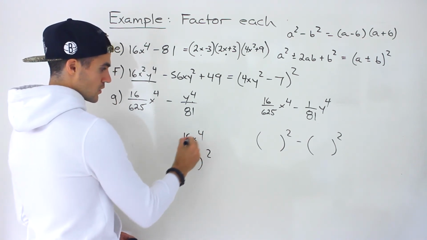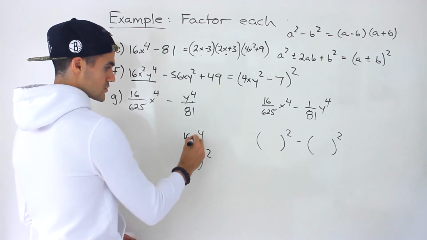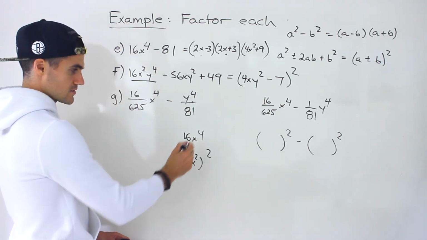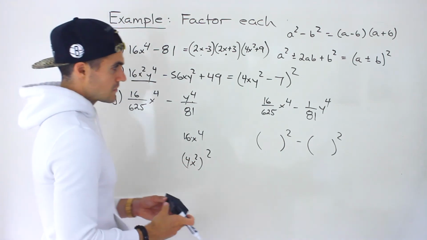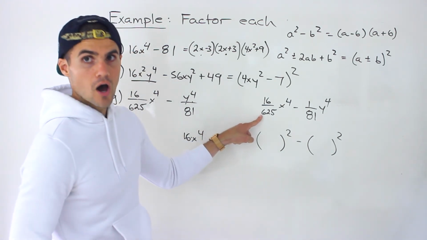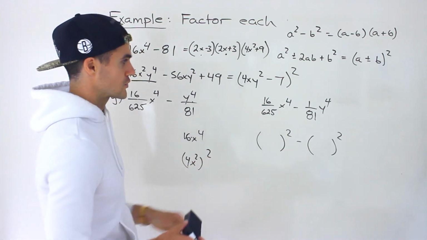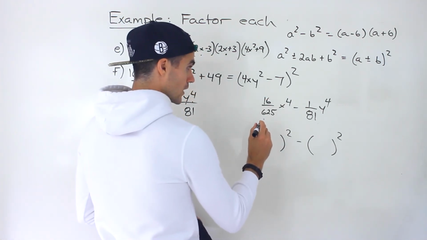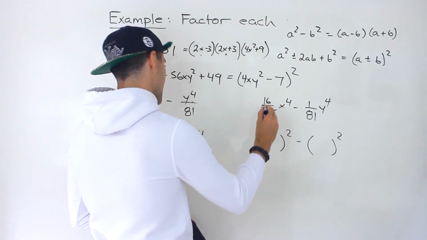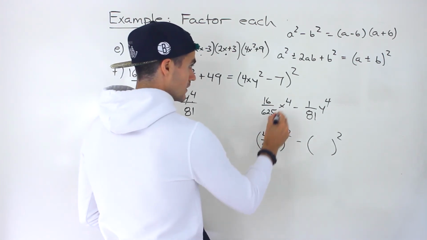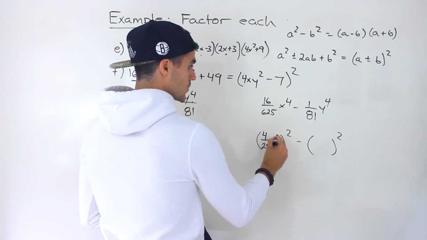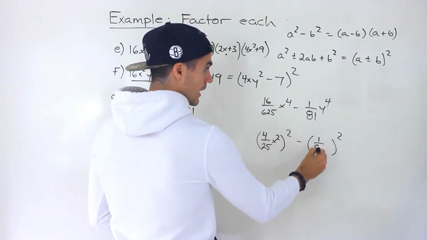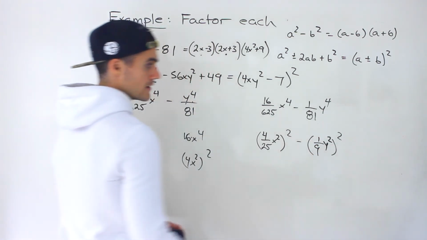Well, we would just take the square root of the 16, which would be 4. Square root of x to the 4 is x squared, we're just dividing that by 2. So this and this are the same. Same thing, you just have to square root the denominator as well if you're working with a fraction like this. So square root of 16, 4. Square root of 625 is 25. Square root of x to the 4 is x squared. Square root of 1, 1. Square root of 81, 9. And then we got the y squared, like that.